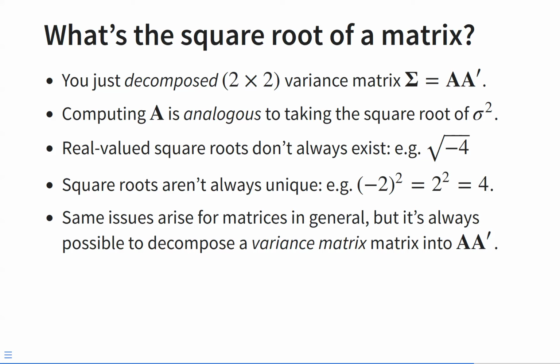Well, real valued square roots don't always exist. So there's no real valued square root of -4. And also, square roots aren't always unique. So both -2 and 2, when squared, equal 4. The same issues actually arise for matrices in general. When I say the same issues arise, I mean not all matrices have a square root, and in fact the square root may not be unique. But it turns out it is always possible to decompose a variance matrix into a decomposition of the form A A transpose.